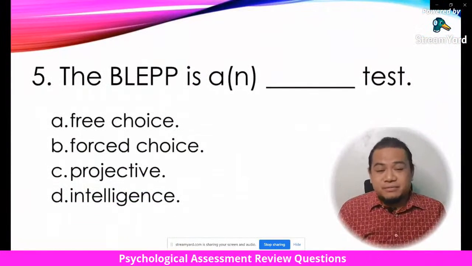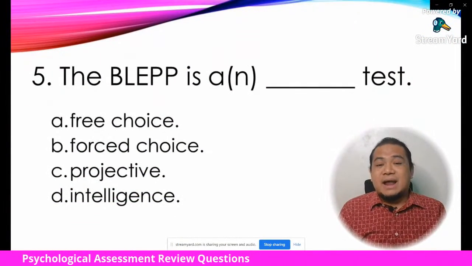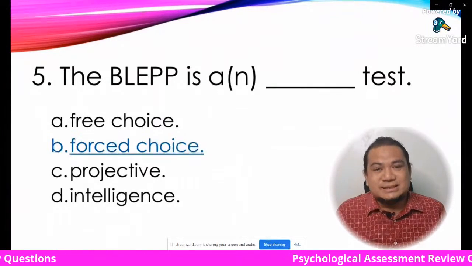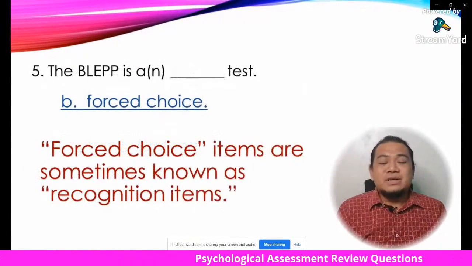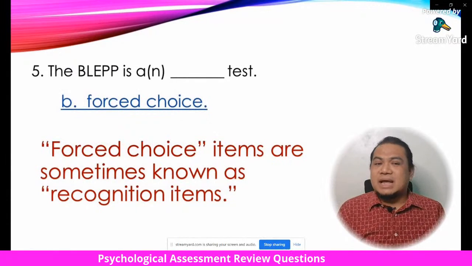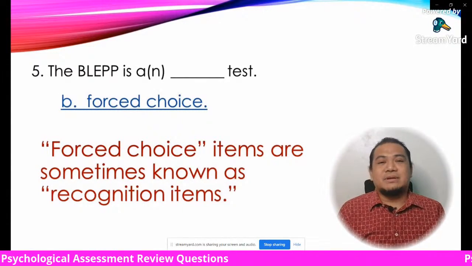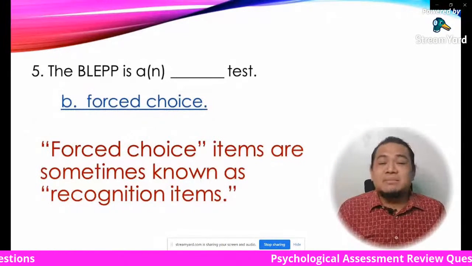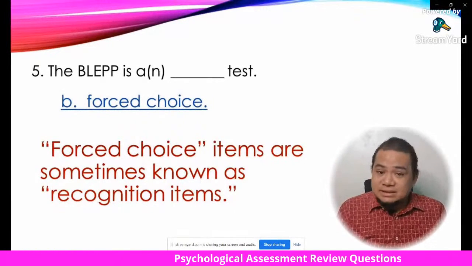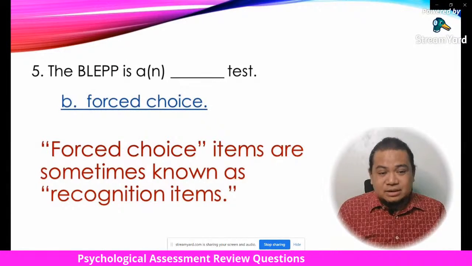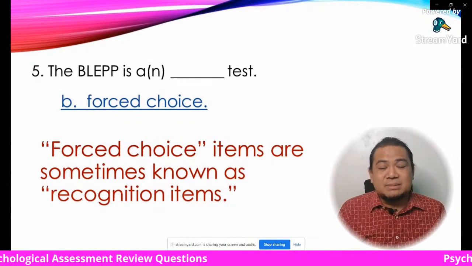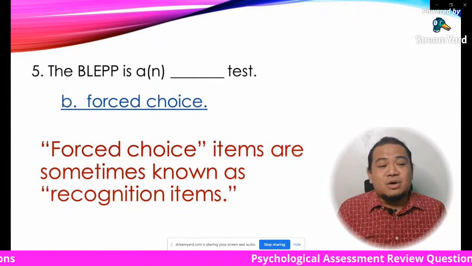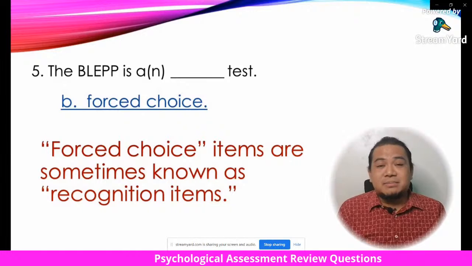Next, number 5. The BLEPP is a or an blank test. And the answer is forced choice, letter B. Forced choice items are sometimes known as recognition items. On some tests, this format is used to control for the social desirability phenomenon, which asserts that a person puts the answer he or she feels is socially acceptable. For example, the test provides alternatives that are all equal in terms of social desirability.